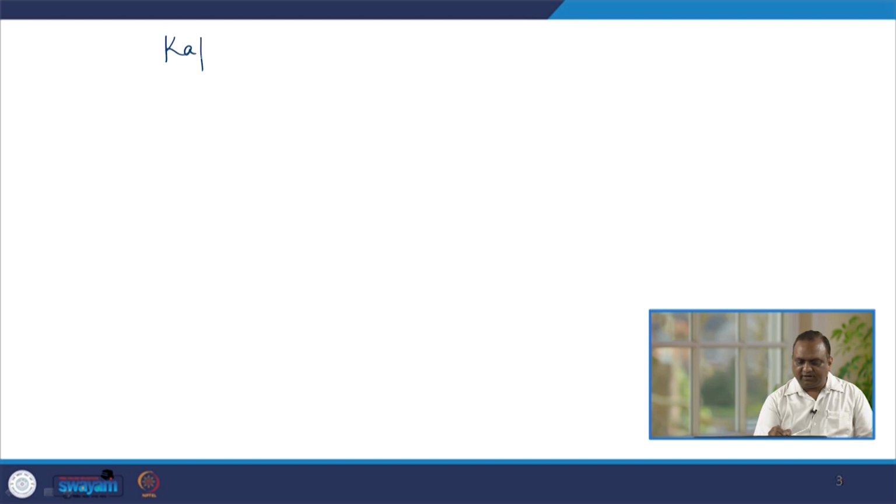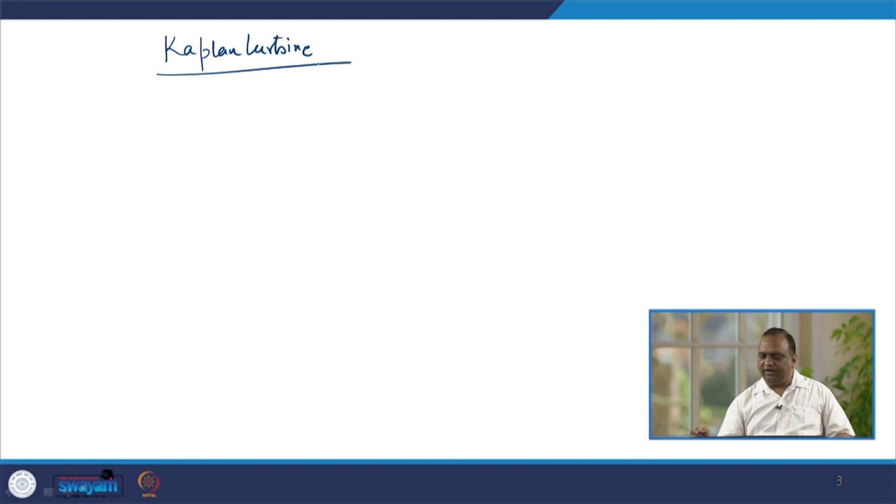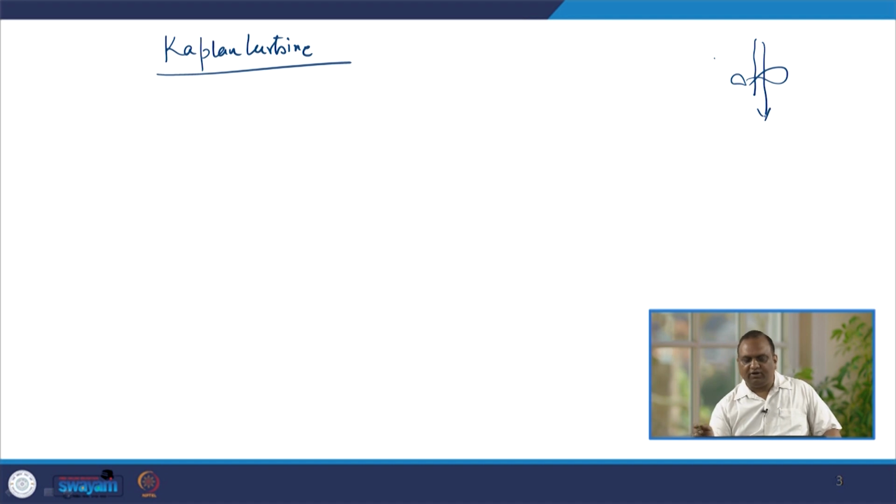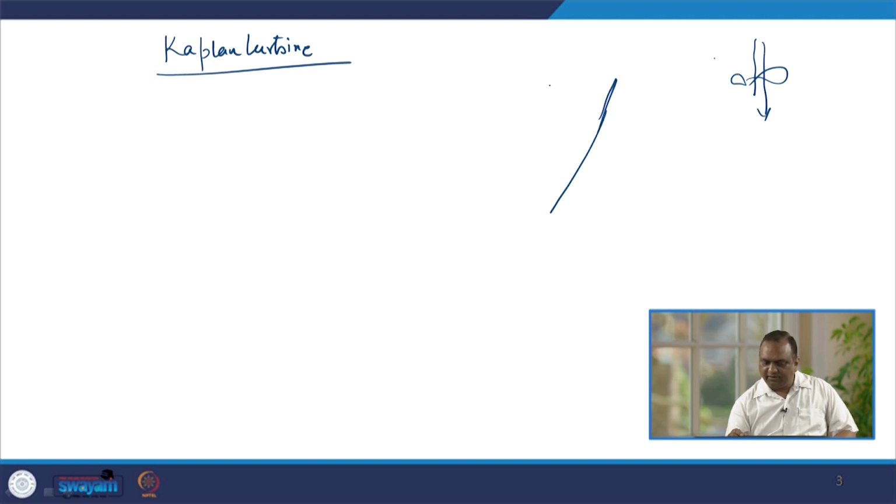Another reaction turbine is the Kaplan turbine. Kaplan turbine is an axial turbine, right. So, there is only axial movement of the fluid, and the turbine blades are here. If you draw the velocity diagram of a Kaplan turbine, it is going to be like this.